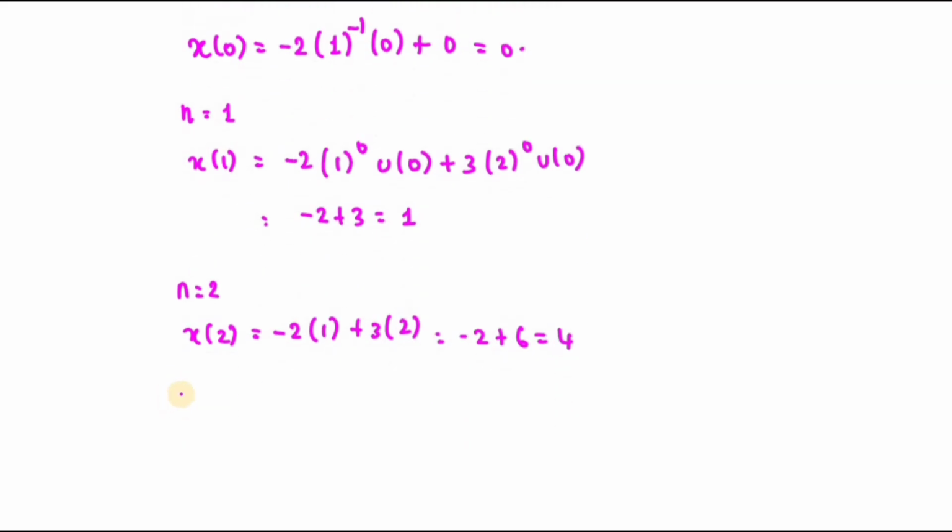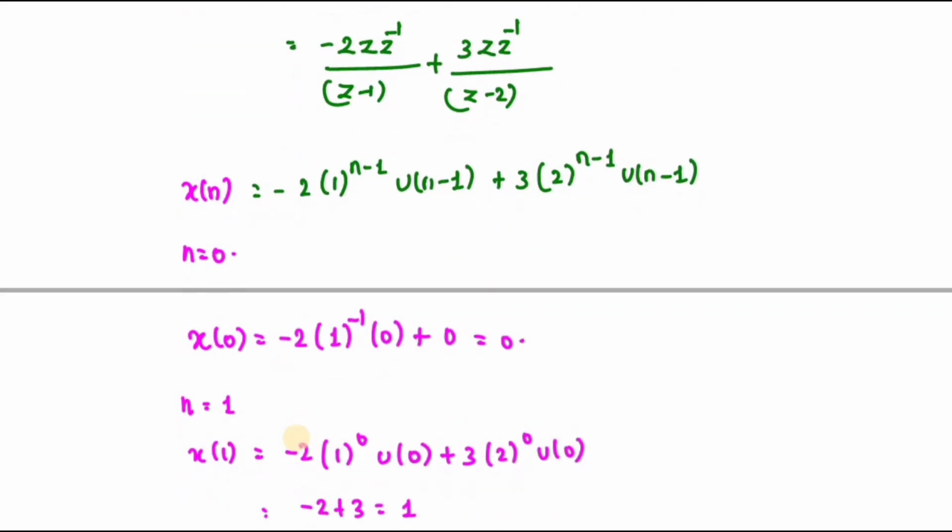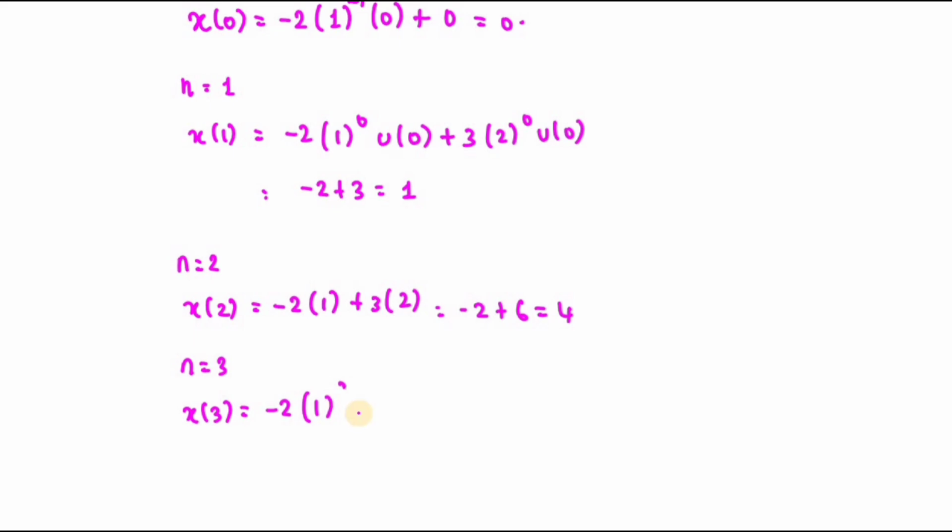Next, n is equal to 3. So x of 3 is equal to minus 2 into 1 power 2 plus 3 into 2 power 2. That is equal to minus 2 plus 4 into 3 is 12. So you will get the answer as 10.